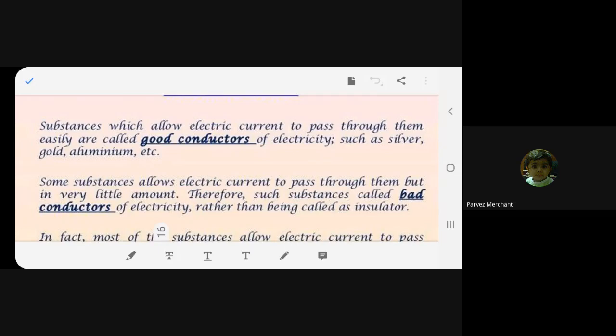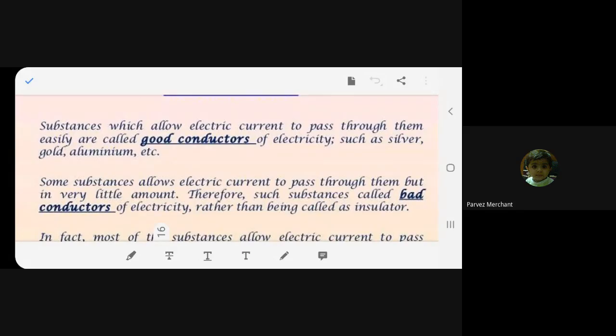Example, just now you said silver, gold, aluminum, they are good conductors of electricity. Any problem? No, ma'am. Now we come to other types of conductors. They are also passing electricity, but very little. What did I say? Very little. That means there are obstructions. It is not passing easily, it is passing with difficulty. Now, the electricity which is passing with difficulty in very little amount, they are called bad conductors.